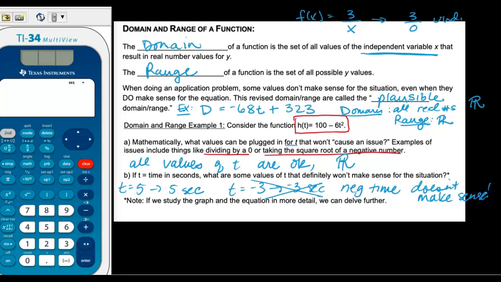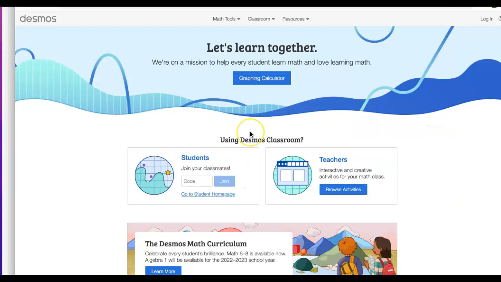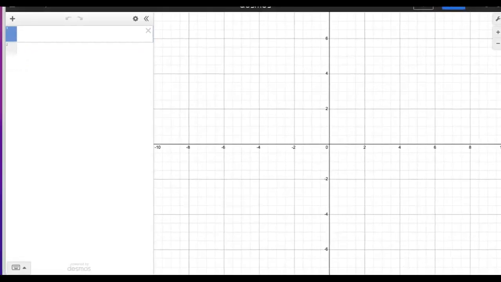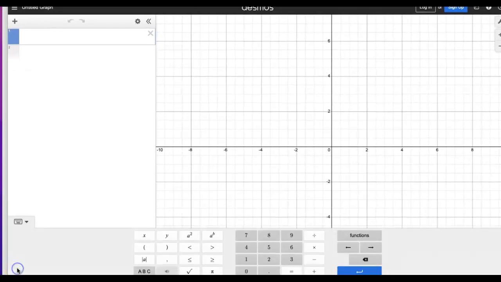Okay, and if we study the graph and the equation in more detail, we could delve even further. I'm going to show you the graph using this website called Desmos. I'm just at desmos.com, and when you first get here, this is what it'll look like. You just have to click on Graphing Calculator. This is nice because it's a free website. All you have to do to graph an equation is come up here, and let me move this up so you can see that little keyboard at the bottom. You just click on the keyboard, and then type in the equation.